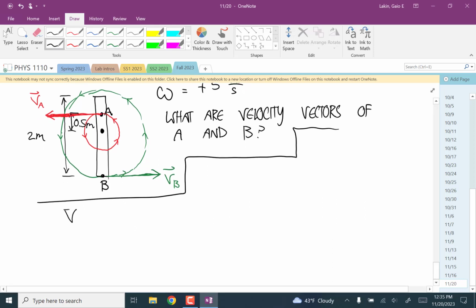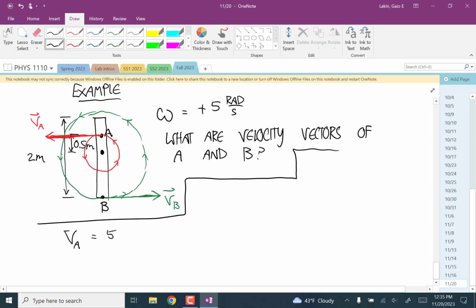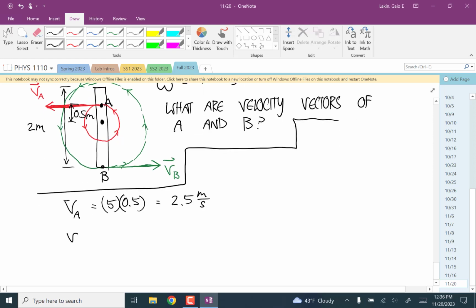So the speed of A is equal to 5 times what's the distance from the about point to A? 0.5. So we have a speed of 2.5 meters per second. Combine that with what we know about the direction and the velocity vector of A, since that's in the negative x direction, is negative 2.50.